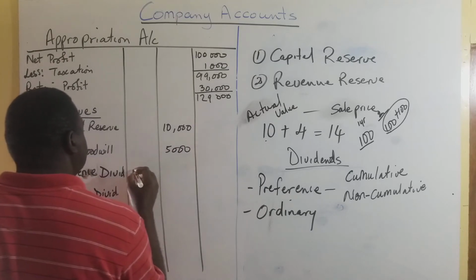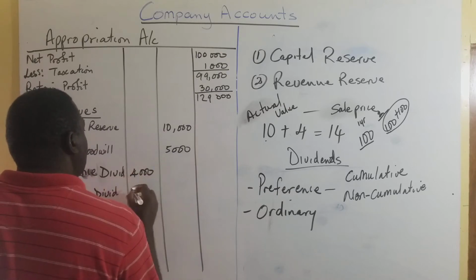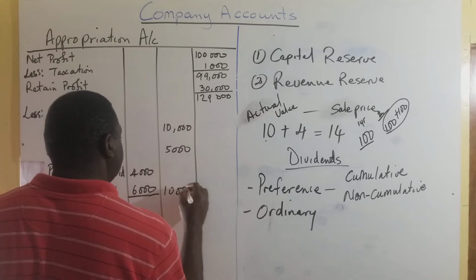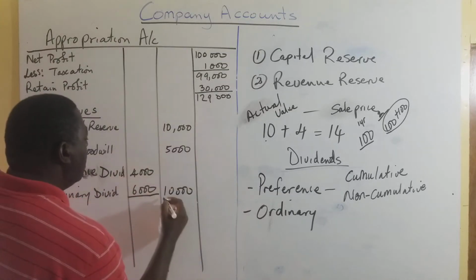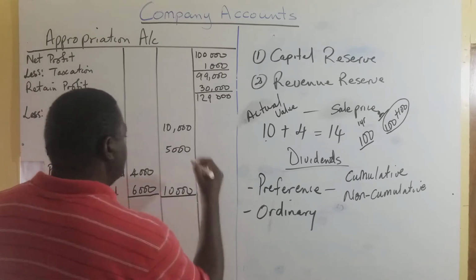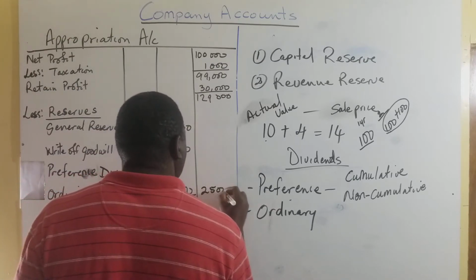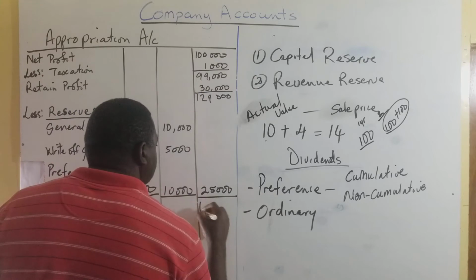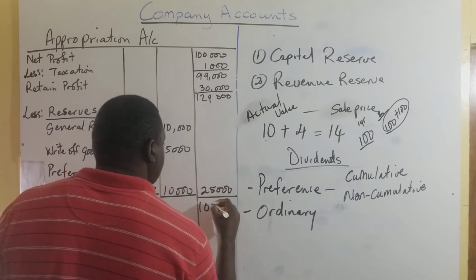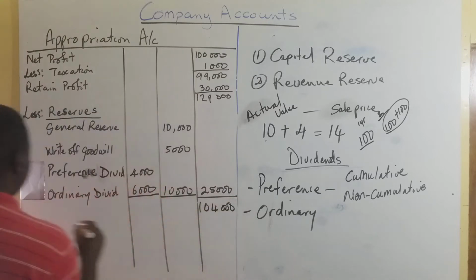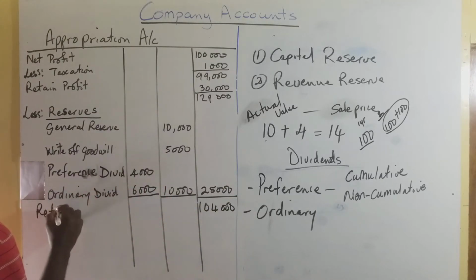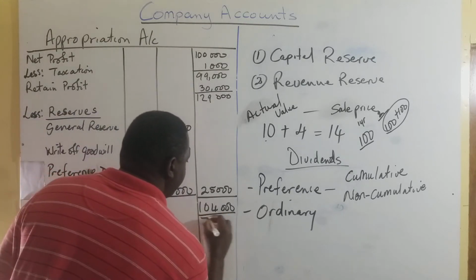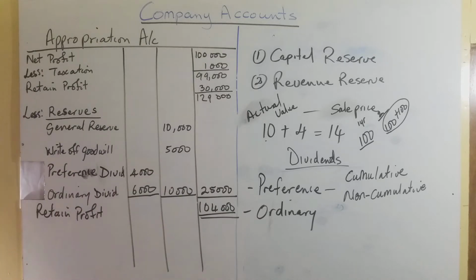And let us say this is 4,000 and this is 6,000. And that is going to be 10,000. So we add up all of the deductibles, 25,000. And we are going to subtract it from the 129. So we're going to have 104,000. And this would be your new retained profit. That's the idea of the appropriation account.